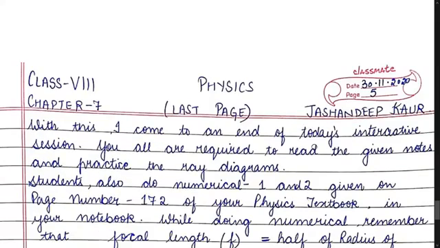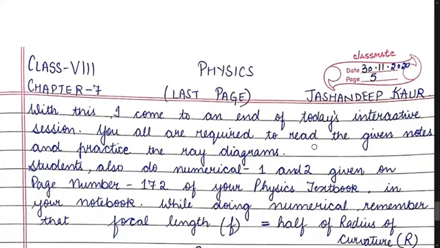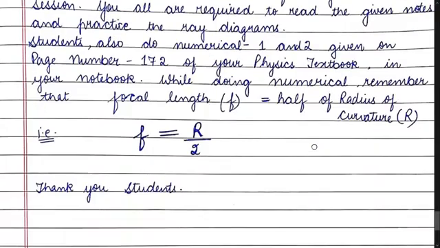So students, with this, I come to an end of today's interactive session. You are required to read the given notes and practice the ray diagrams. Students, also do numerical number 1 and 2 given on page number 172 of your physics textbook. Do it in your notebook, and while doing numericals, remember that focal length is always equal to half of the radius of curvature. That is, f is equal to R divided by 2.